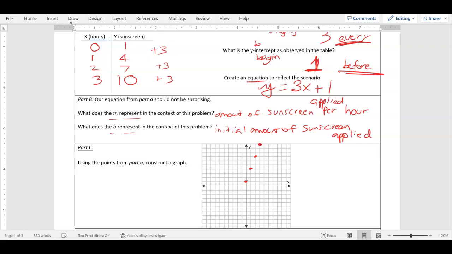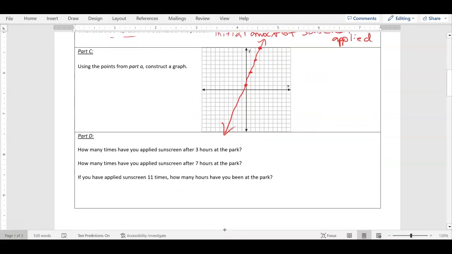Now, with your rulers, or as steady of a hand as you can, make a straight line through those points. Mine looks kind of ugly. It's very hard to do this. But I did it. Okay, so again, you want to make a nice straight line, as straight as you can.